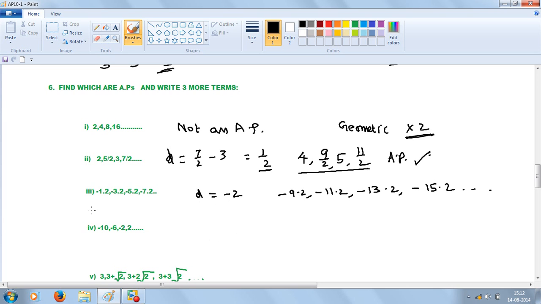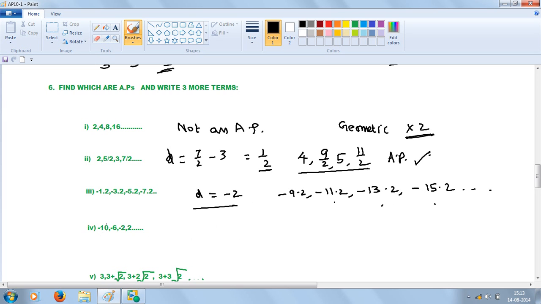So in the arithmetic progression, the chances of mistakes are more. So we have to be very careful with the sign. When d is minus 2, the figures, see, after minus 7.2, the next term is minus 9.2. So the additions and subtractions we have to take care of in these problems.